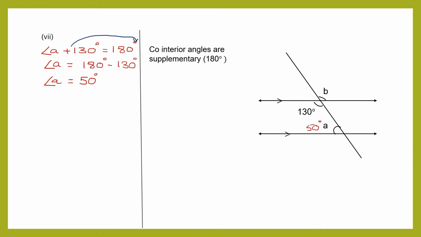Now let's look at B and 130 and see if they are connected in some way. If you look at them carefully, look at 130, it's on this side and B is vertically opposite 130 degrees. So that means they are vertically opposite angles. And what do we know about vertically opposite angles? They are equal. That means angle B is equal to 130 degrees. So we have found our answers. Angle A is 50 degrees and angle B is 130 degrees.